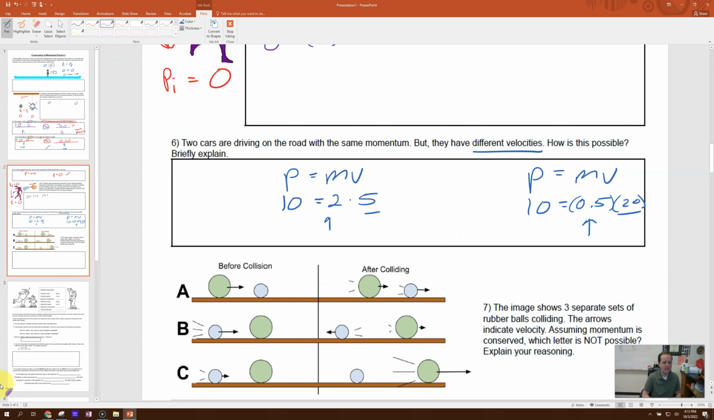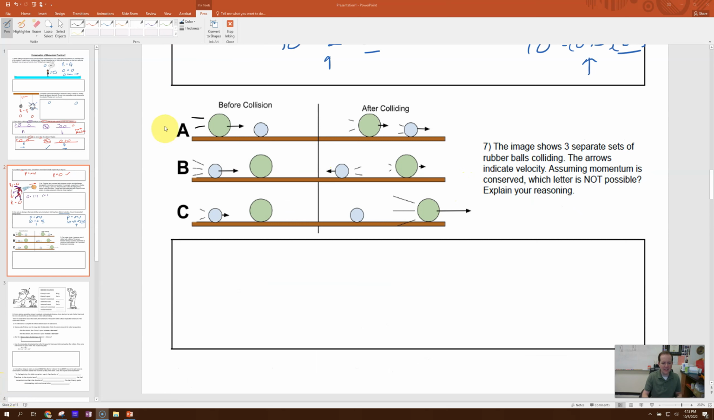All right, number 7. Number 7 is getting back to some conservation of momentum questions. Now, to be honest, on your printout, I probably should have had some little action lines right here. You might want to draw that on your paper, but there is this arrow. These arrows are representing velocity. It says one of these 3 is not possible. It makes at least the least amount of sense.